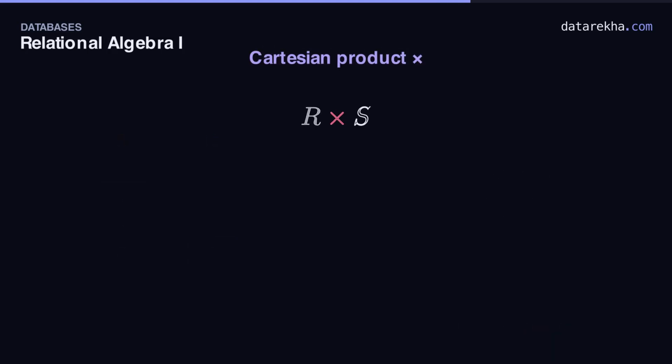The last operator here is the Cartesian product, the cross. R cross S pairs every single row of R with every single row of S. Unlike the set operators, the two tables need not match at all. Their columns simply sit side by side in the result.